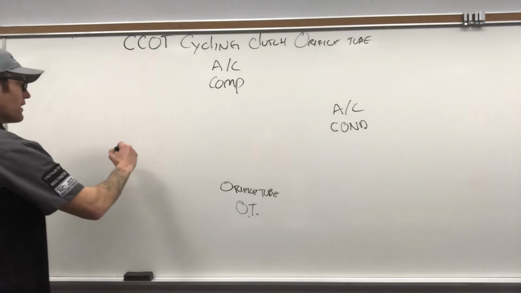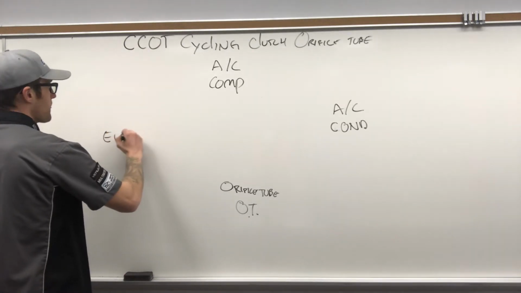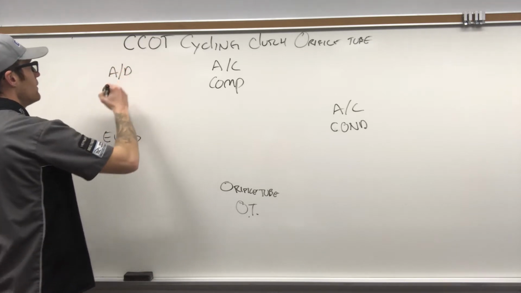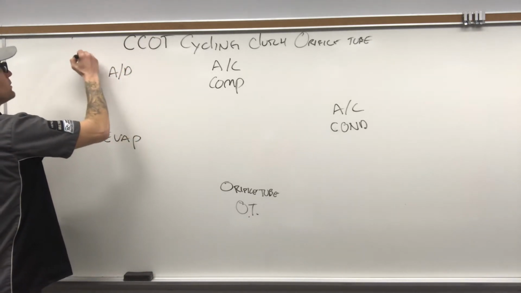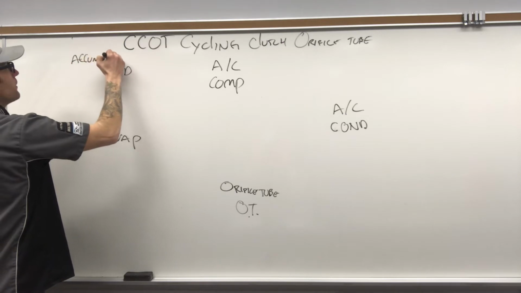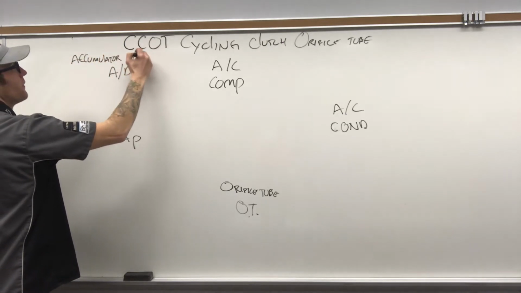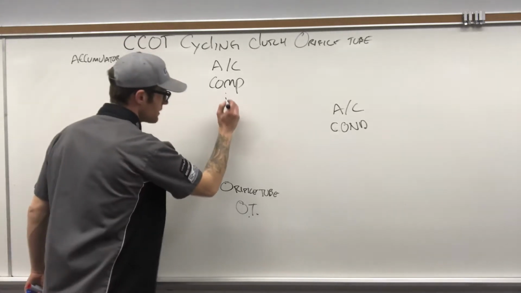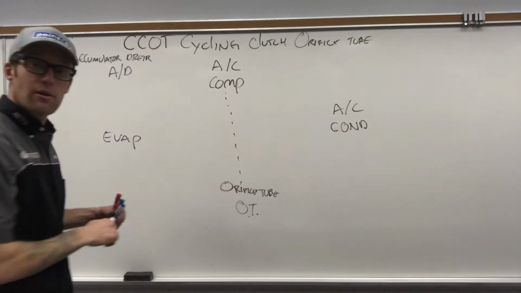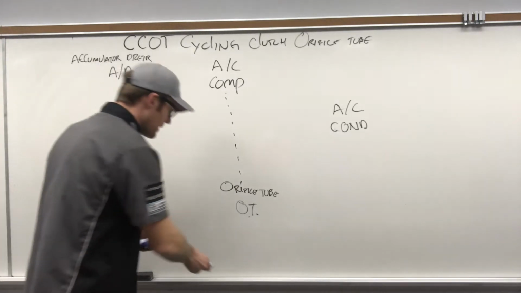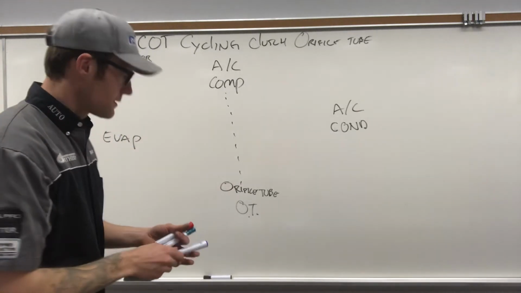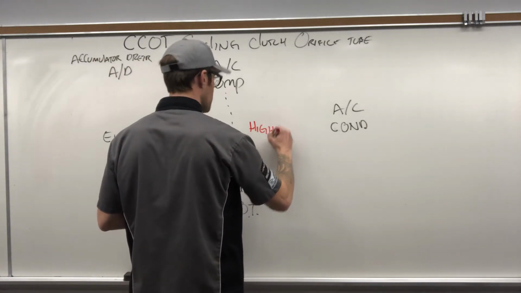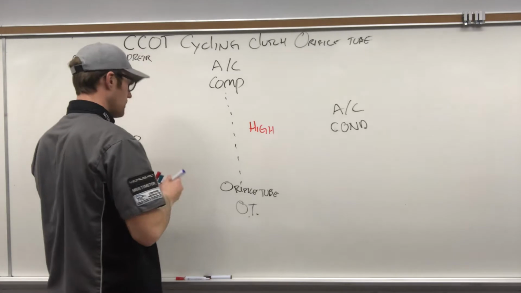Then we're going to go to our evap. And then to our AD, aka the accumulator dryer. So just imagine that this compressor is splitting the system in half with the orifice tube or the TXV or whichever style it is, okay? So this is going to be our high side and this will be our low side.